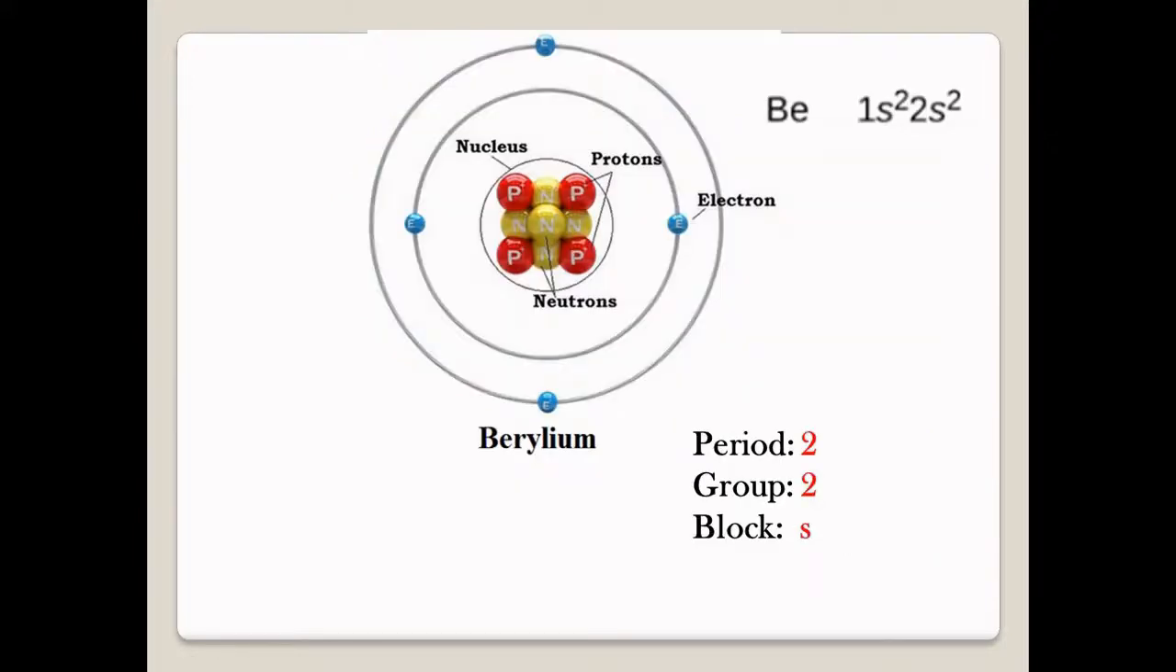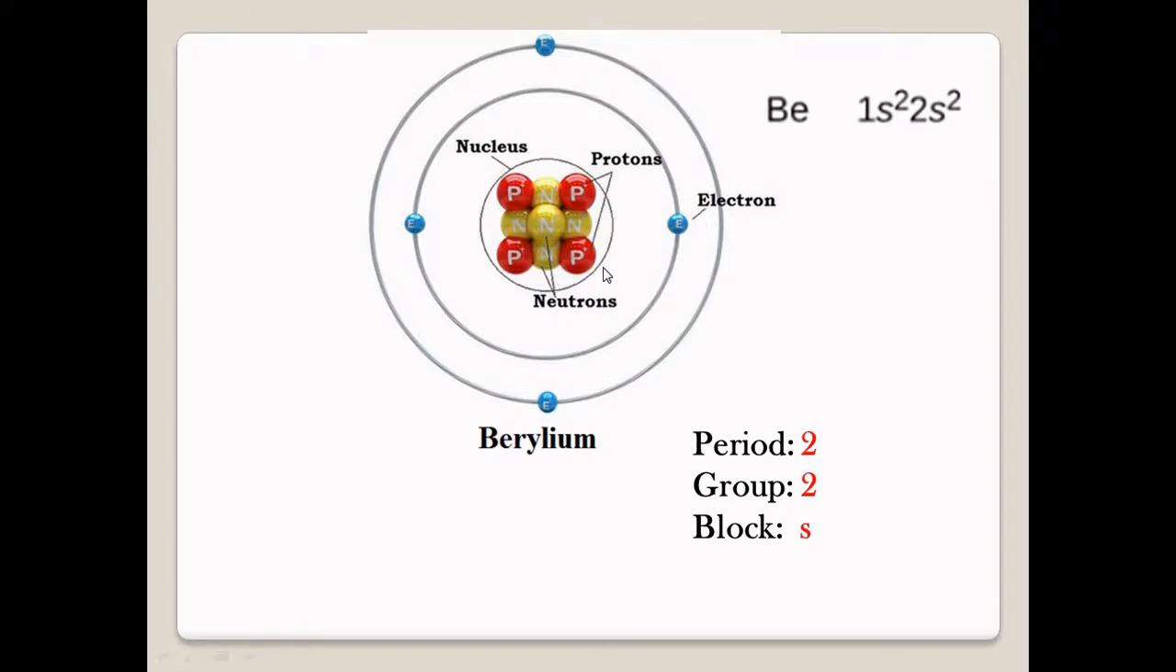Let's see another example, that is beryllium, which has 2 shells which contain 2 electrons each. So the electronic configuration of beryllium is 1s2 2s2. So this 2 indicates the period number 2, whereas s2 indicates the group number 2, and s indicates the block number, that is s block. It contains 5 neutrons and 4 protons.